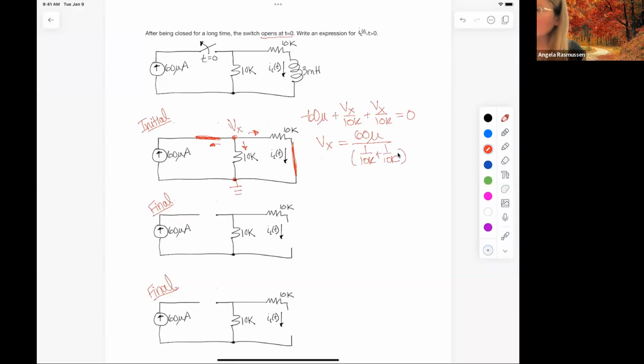So this ends up being 30 micro. Or wait, no, that's the current. Vx, I don't know what this is. Okay, and then IL is Vx over 10K. And this ends up being 30 microamps. So this will be my initial value.